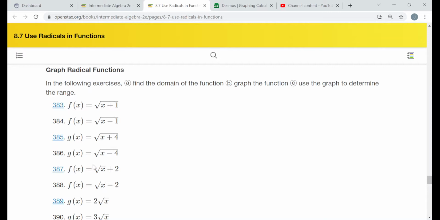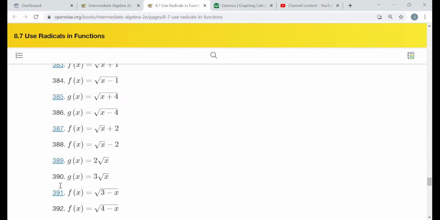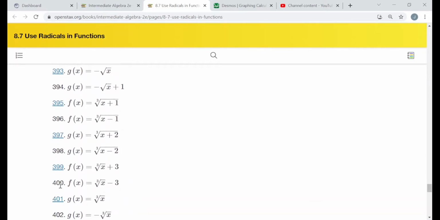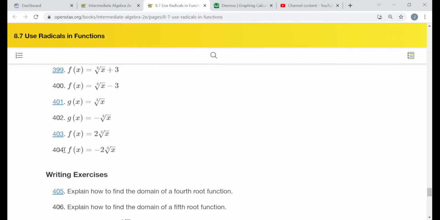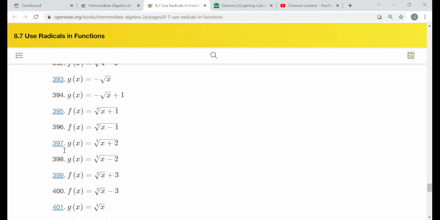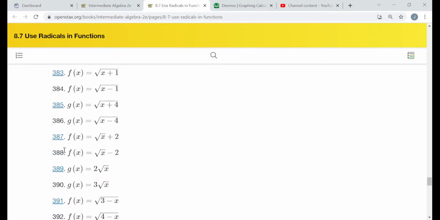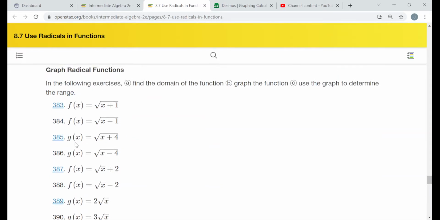I will also be putting timestamps for each example in the description of the video below. So example 1's timestamp will correspond to number 384, example 2 to number 386, and so on for all the even numbered problems up to number 404. So you can bounce around, navigate the video more easily, hopefully, with the timestamps and see problems that you want to see more readily.